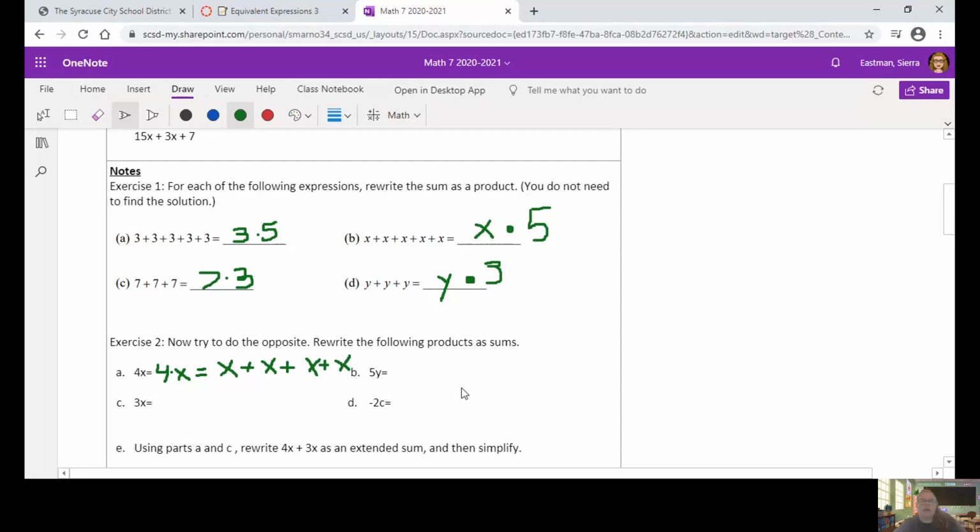Okay. I think you guys are kind of getting the hang of this now. So go ahead and pause the video here. Try to get the last 3 for me. Take that variable and turn it into a sum using the number or the coefficient that they're giving you. If I take this x and I want to turn it into a sum, I would add it 3 times.